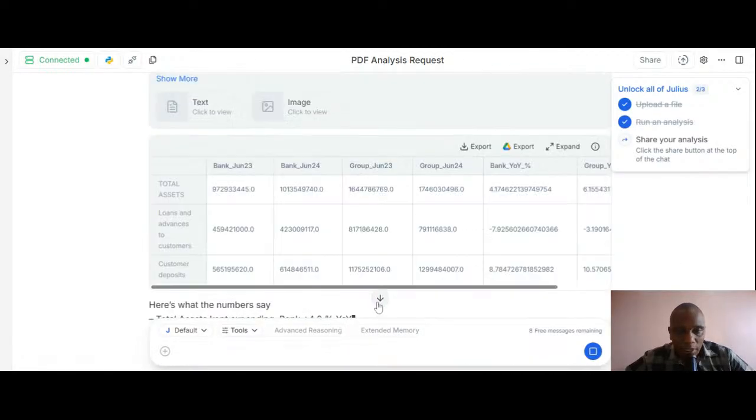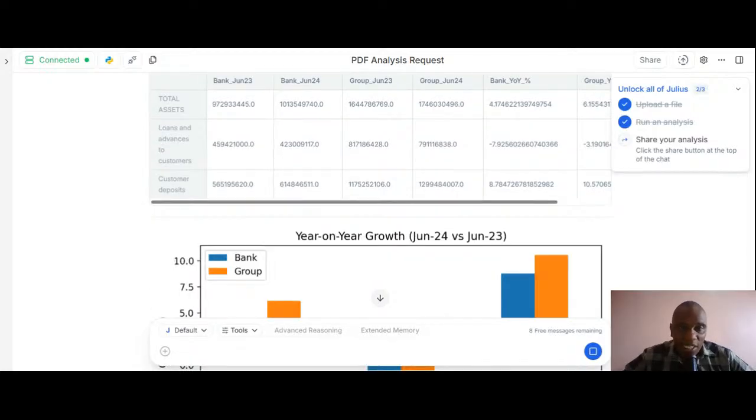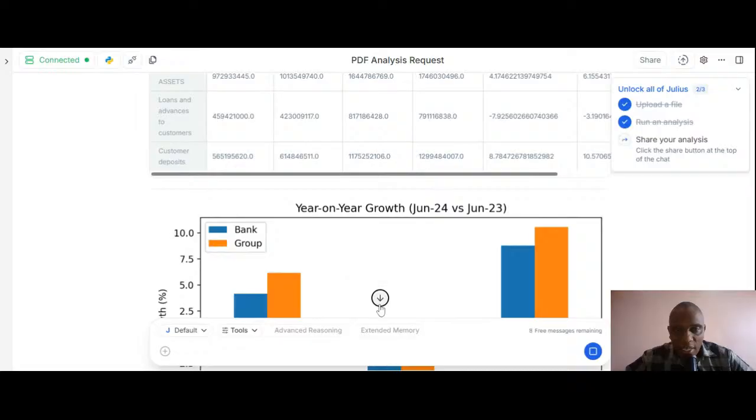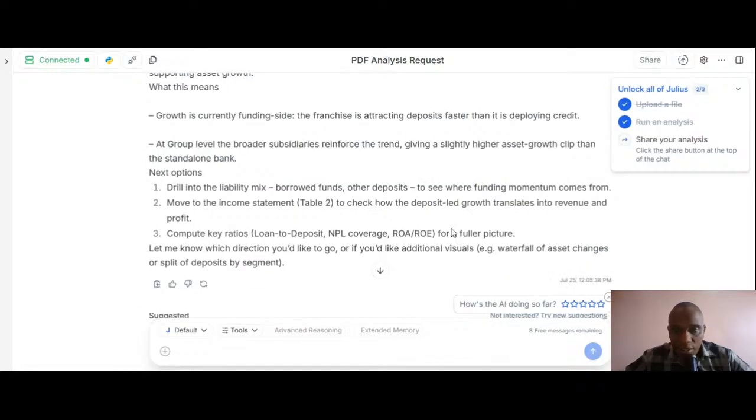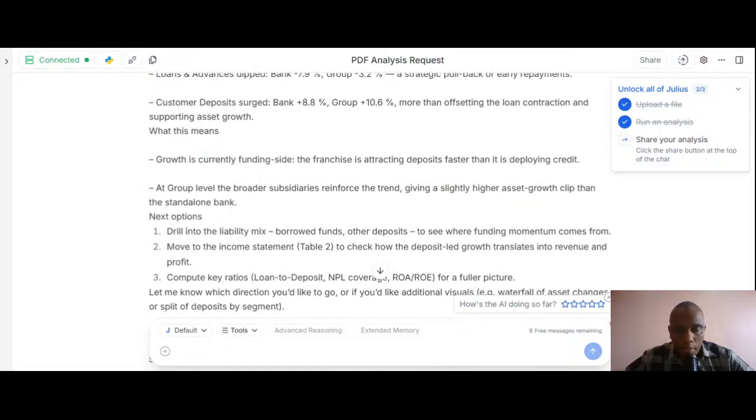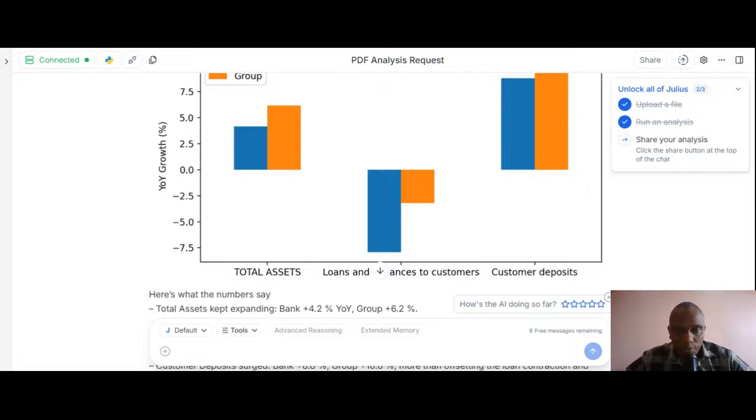And the way that data is done, you can export it. So you can see it has started drawing the tables. So it has finished. This is the first table that it draws: year on year growth. So you can see the growth table, the total asset growth table, loans and customer deposits.